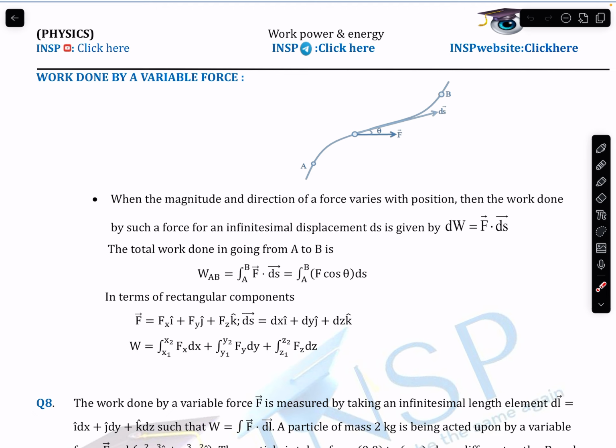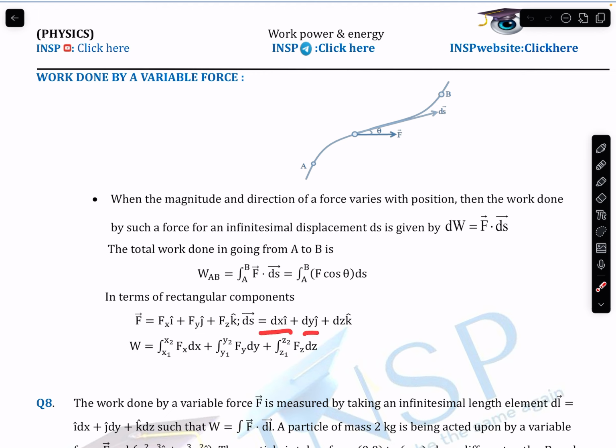Alright, similarly here you can take a screenshot of this. Like this I have covered all the parts. Here is work done by a variable force. The basic definition is F dot ds. Now its applications are there. If you look in your notes, at least 8-9 variations I have covered in the regular classes. It's simple: if vector F is given like this, dx you can write as dr or ds or dl, anything.